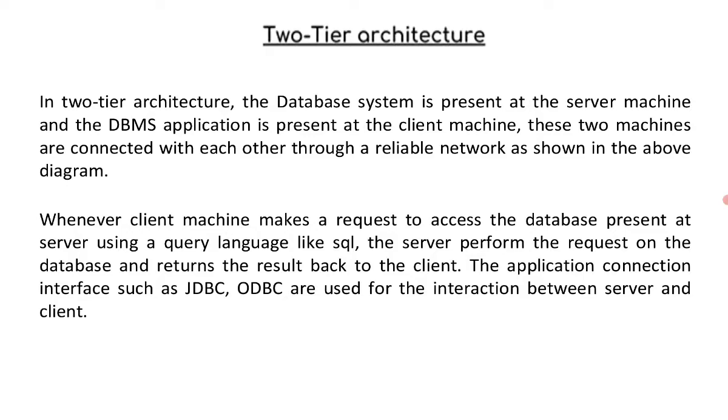Application connection interfaces such as JDBC and ODBC are used for the interaction between server and client. Different types of connections are established: JDBC connection for Java based applications and ODBC connection for Microsoft applications, to establish a secured client connection from the client machines to the databases at the servers.